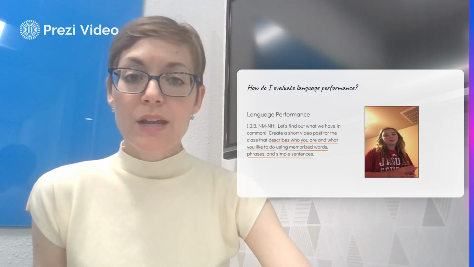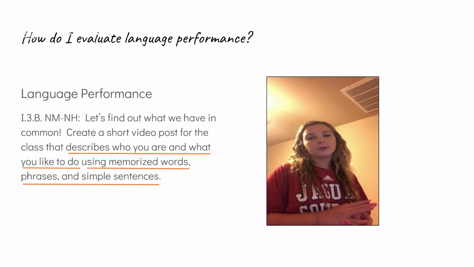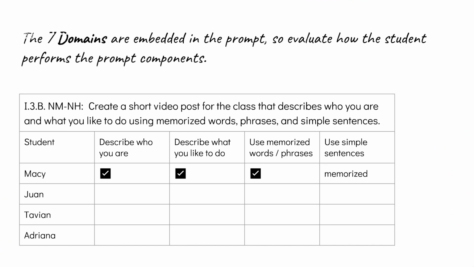So if we go back and think about the sample that you viewed earlier, then we know that the language function is describing who you are and what you like, and the text type is using memorized words, phrases, and simple sentences. So because I've written my prompt from the TEKS, I can evaluate pretty easily these 7 domains because the TEKS are built on the domains. So let's say we look at the first student here, Macy, and I've broken down the components of my prompt, and I have to ask myself as a teacher, can she describe who she is?